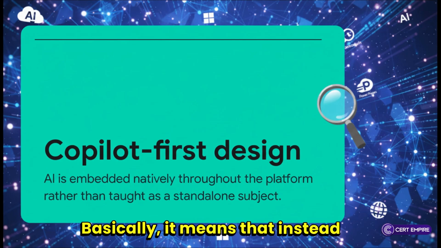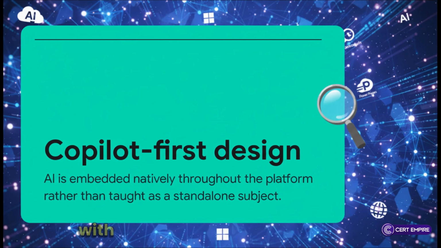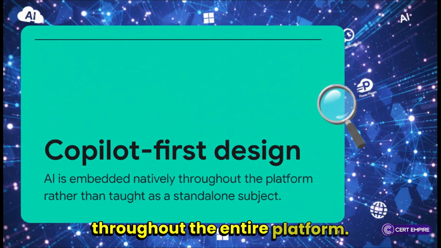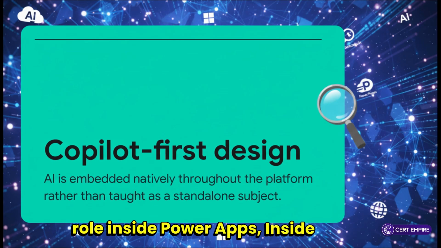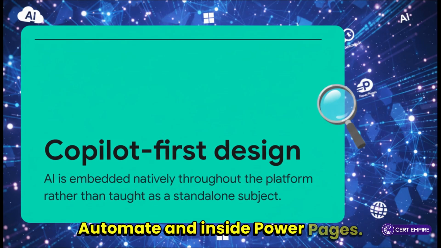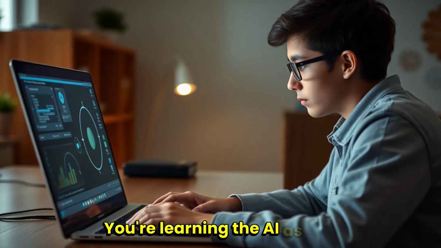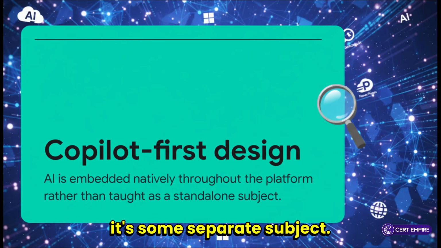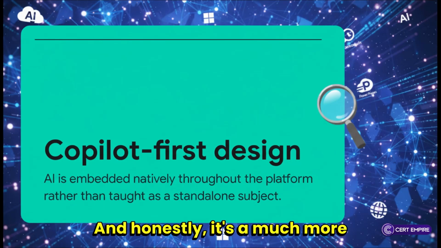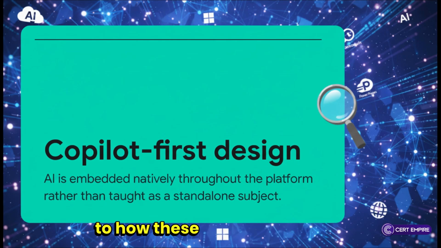Basically, it means that instead of teaching Copilot as a separate tool with its own isolated configuration module, AI capabilities are now natively embedded throughout the entire platform. You have to learn Copilot's specific role inside Power Apps, inside Power Automate, and inside Power Pages. You're learning the AI as you learn the core tool, rather than treating the AI like it's some separate subject. And honestly, it's a much more practical, real-world approach to how these tools are actually being used in businesses today.